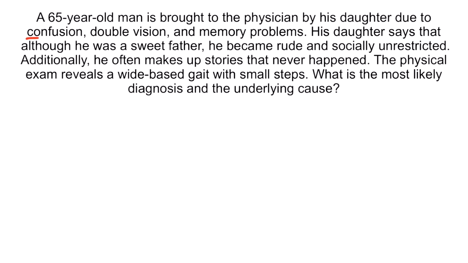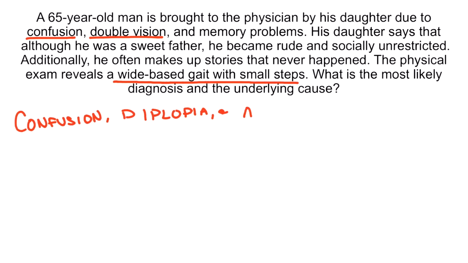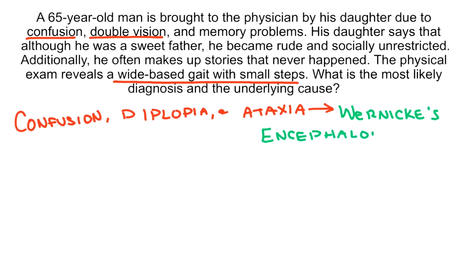This patient presents with confusion and double vision, also known as diplopia. The physical exam reveals wide-based gait and small steps, suggesting ataxia. Confusion, diplopia, and ataxia are classic signs of Wernicke's encephalopathy. He also has memory problems, and he often makes up stories that never happened. This latter phenomenon is known as confabulation.